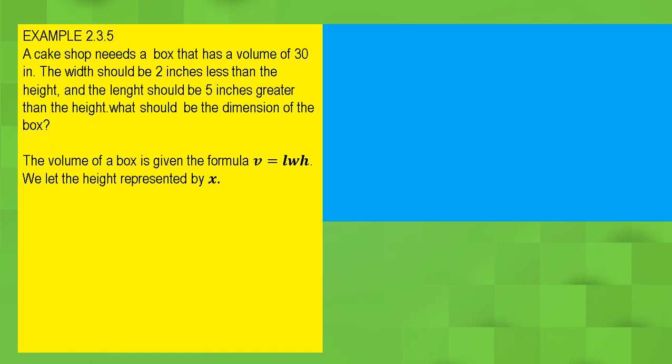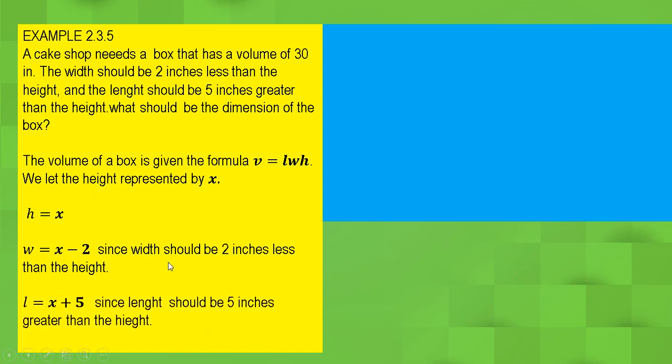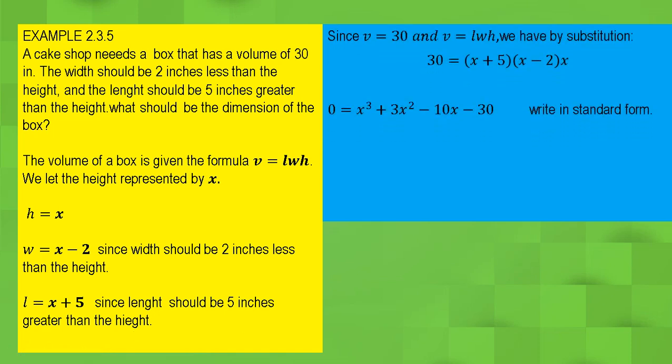The volume of a box is given by the formula V equals length times width times height. So we let the height be represented by x. The width is 2 inches less than the height, so x minus 2. And the length is x plus 5, since the length should be 5 inches greater than the height. And then we multiply these, since V equals 30. So we have 30 equals x plus 5 times x minus 2 times x. Length times width times height.